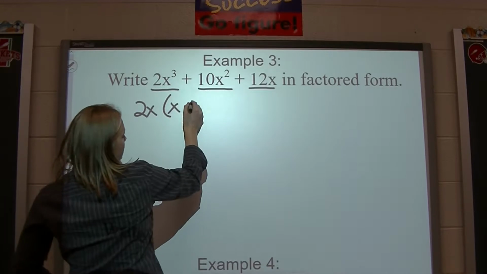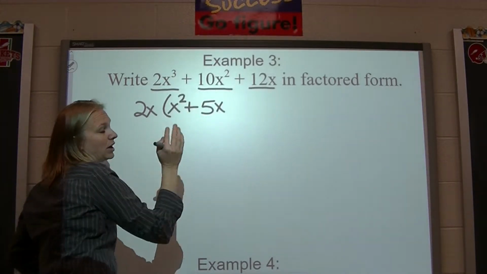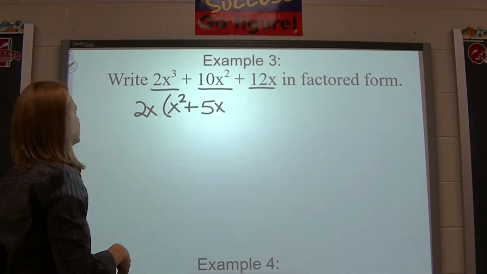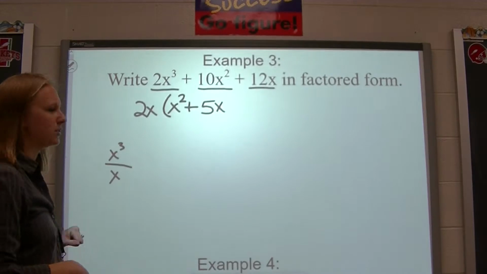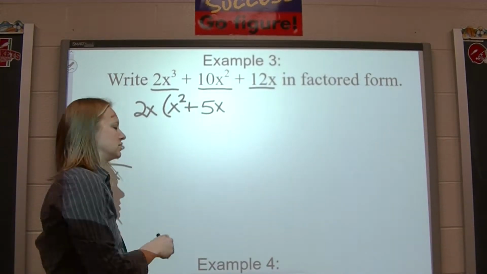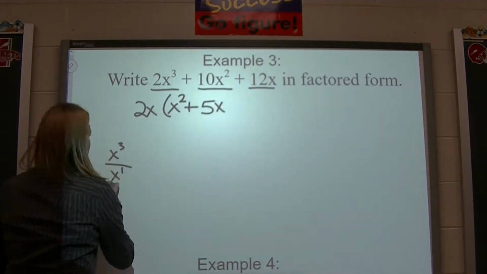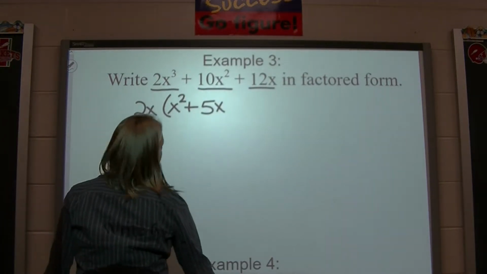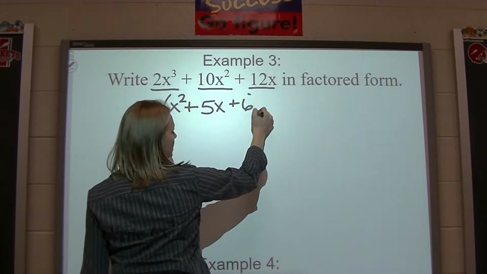And then we'll have x squared, because x cubed divided by x, you subtract your exponents, so that gives you x squared, because it's 3 minus 1. Okay, so then 10x squared divided by 2x is 5x, and 12x divided by 2x is 6.